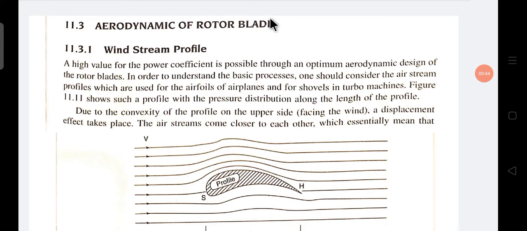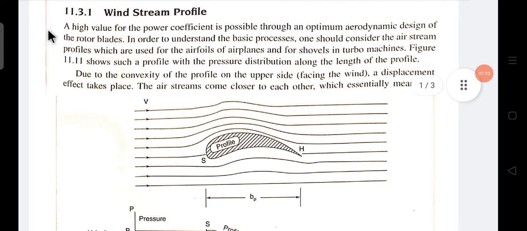To get more and more efficiency, the rotor should be aerodynamic, so that it produces high energy. Now in the aerodynamics of the rotor blade, the first topic is the wind stream profile. What is the wind stream profile? A high value of the power coefficient is possible through an optimum aerodynamic design of the rotor blade. So the power coefficient is higher if the aerodynamic design of the rotor blade is good.